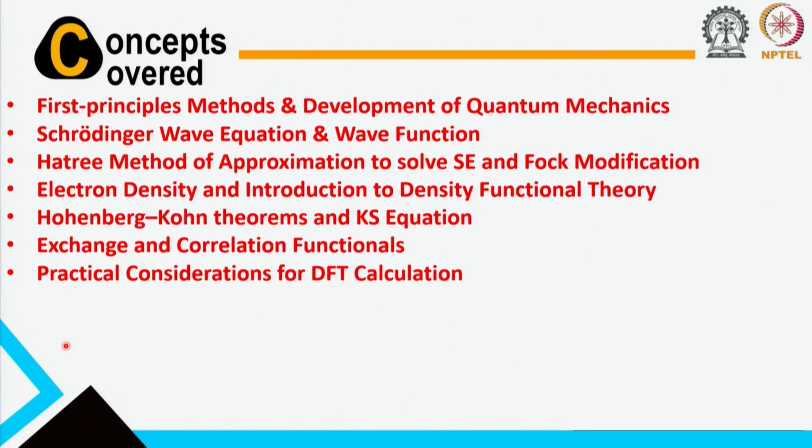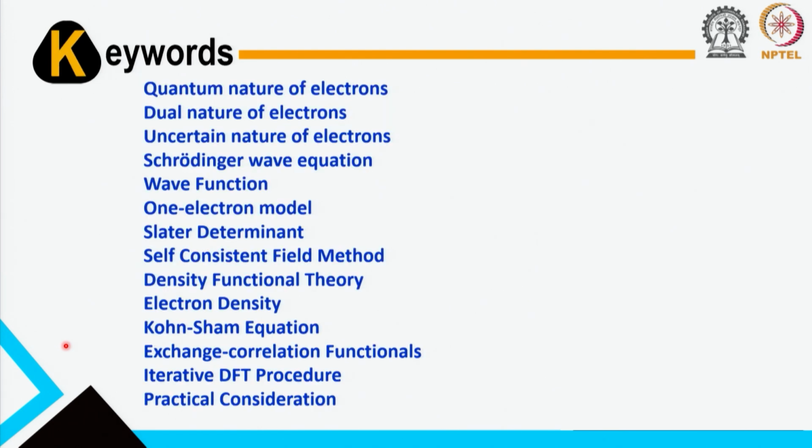These are the keywords for today's lecture: the quantum nature of electrons, the dual nature of electrons, basically the de Broglie principle; the uncertainty nature of electrons, basically the Heisenberg principle; the Schrödinger wave equation, the wave function, and what the nature of the wave function should be. Then how we can solve the Schrödinger equation using a one-electron model, essentially the average field method by Hartree-Fock. And to have the antisymmetric property, you need to take the wave function as a Slater determinant, and the solution is generally done by an iterative method called the self-consistent field method.